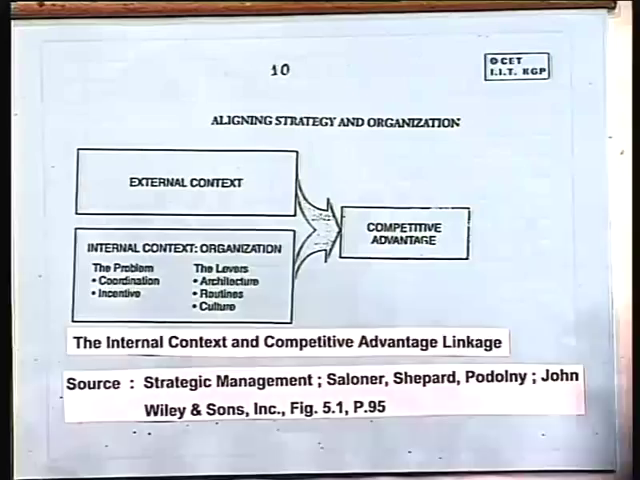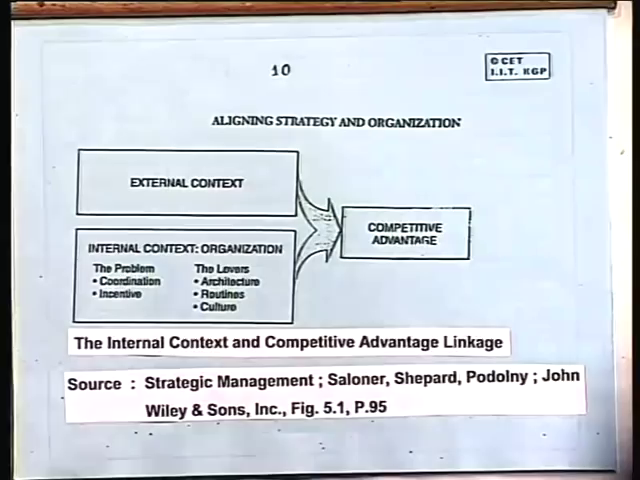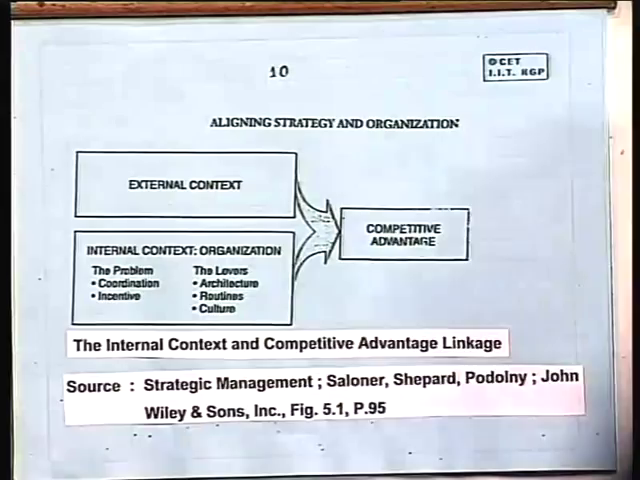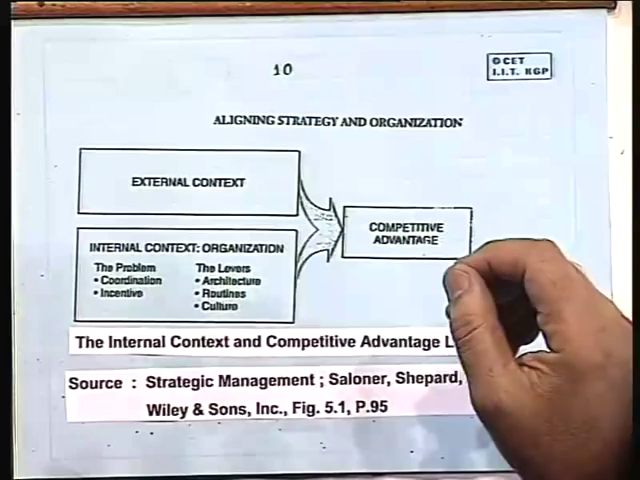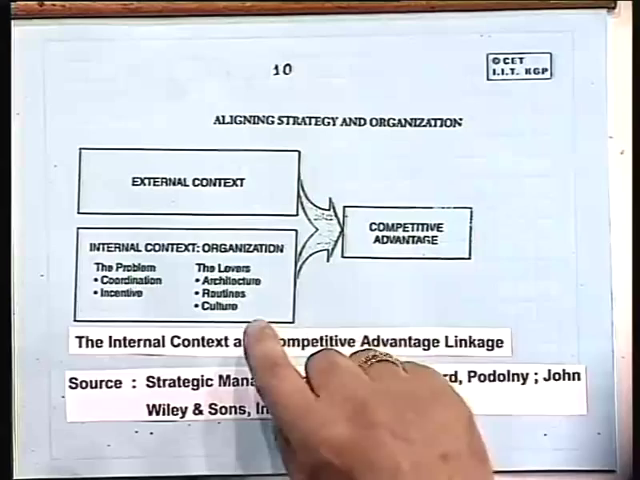You have the competitive advantage which you are seeking, you have an external context, things in the outside environment, and within the company, the problems of coordination and incentive. And these we can call the levers: the architecture or the structure of the company, routines, or you can put systems and procedures which are routines, and the culture of the company.